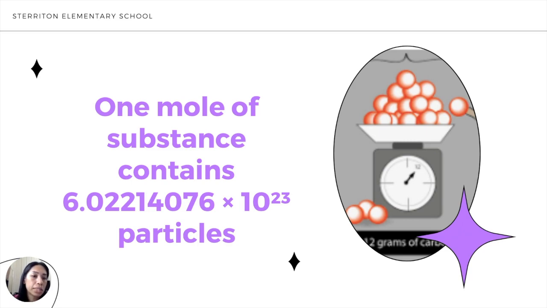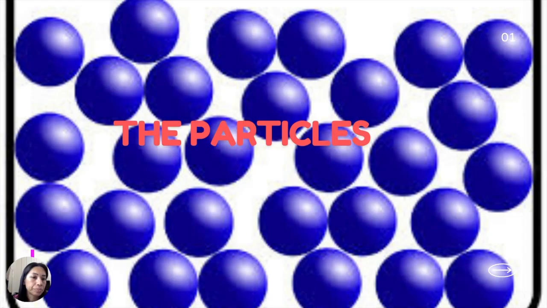1 mole of substance contains 6.02 times 10 to the power of 23 particles. We can shorten this number to 6.02, or if you look at a textbook, it is written as 6.02214076 times 10 to the power of 23 particles. Then we go to the concept of particles.